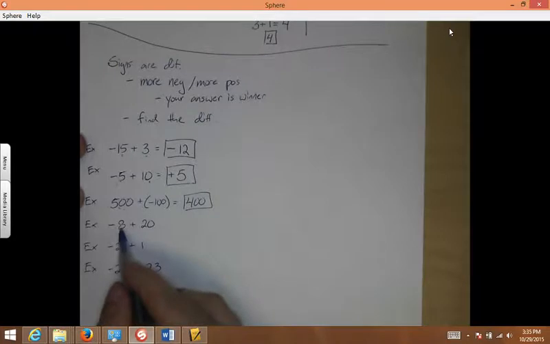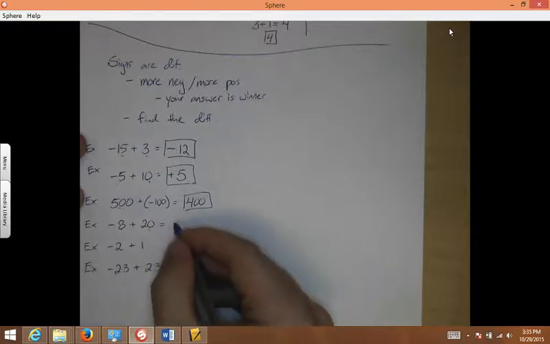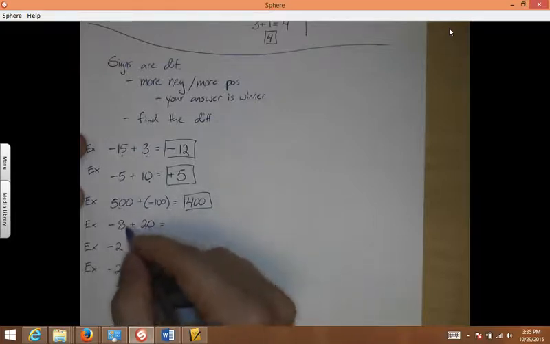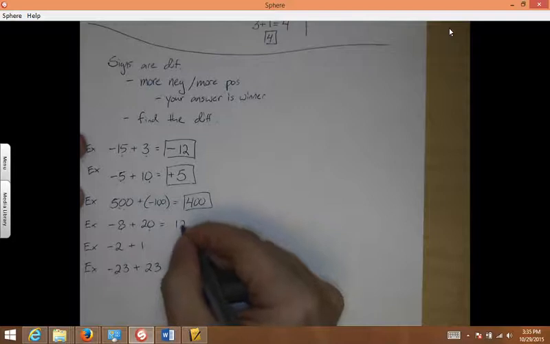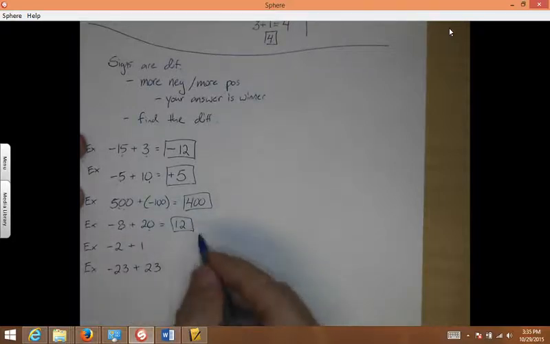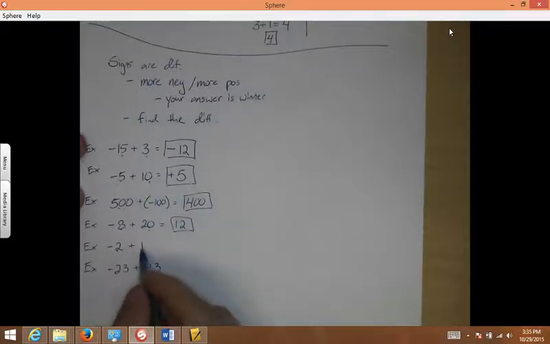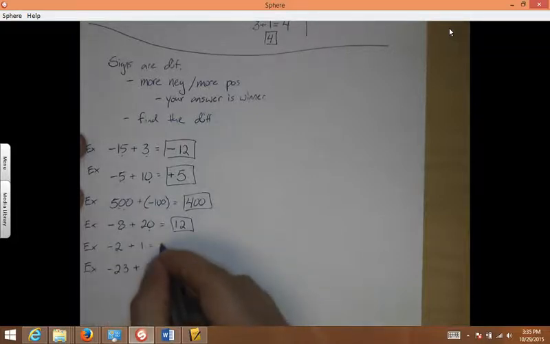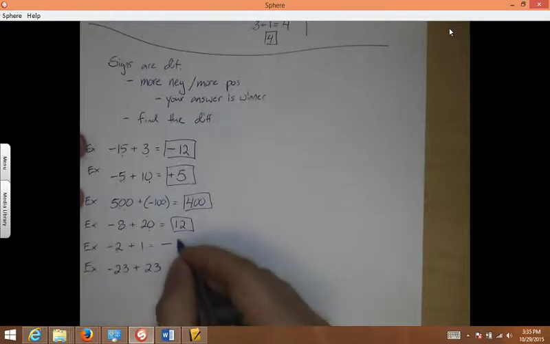Right here, 8 negatives, 20 positives. So my answer, I got way more positives. My answer is going to be positive. Difference between 20 and 8, well, 20 minus 8 is 12. This one right here, 2 negatives, 1 positive. I don't have much more, but I have more negatives, so my answer is going to be negative. And 2 minus 1 is 1.